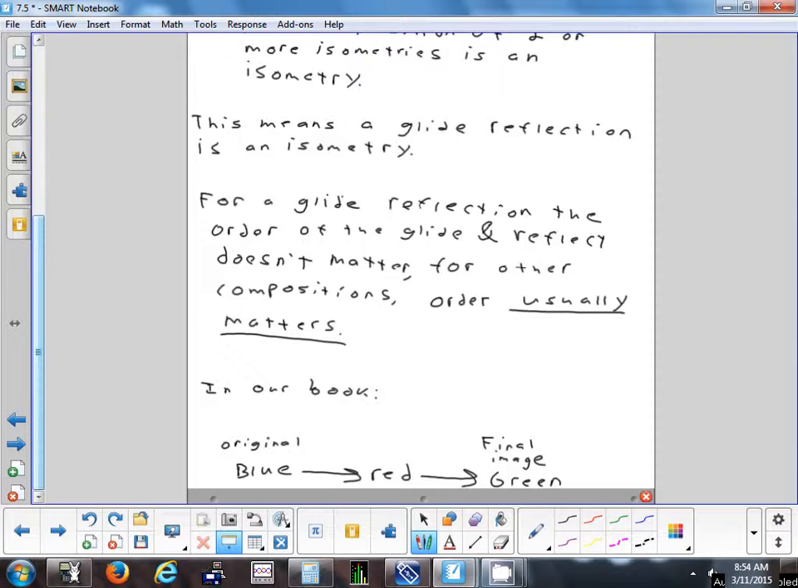And as I said before, that's kind of the normal convention that they'll do transformations in. Blue is the original, then red, then green.